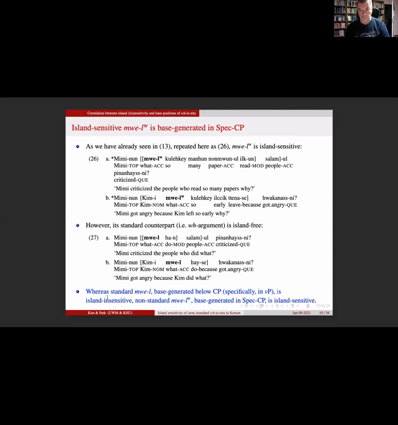Based on the observations we have made so far, we can say that standard mole, which is base generated below CP, specifically in the little vP domain, is island insensitive, whereas non-standard mole, base generated in SpecCP, is island sensitive.